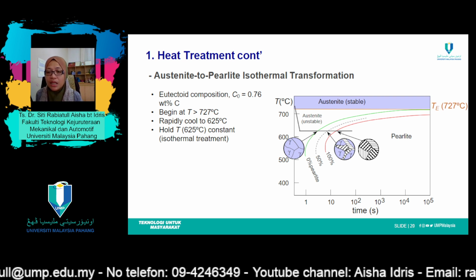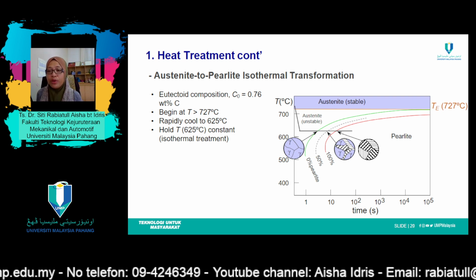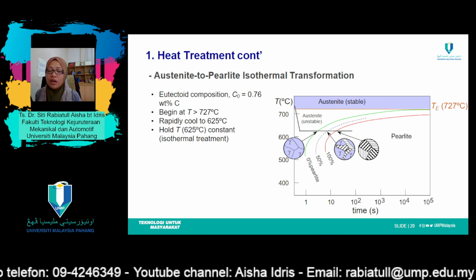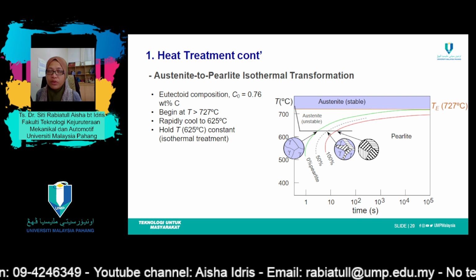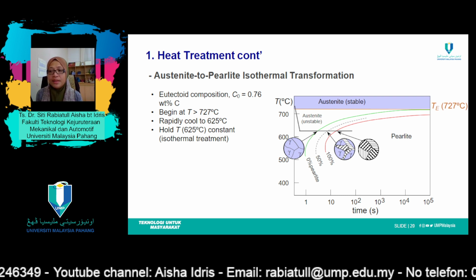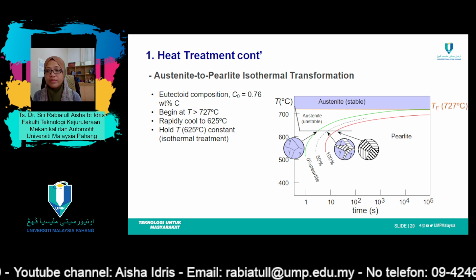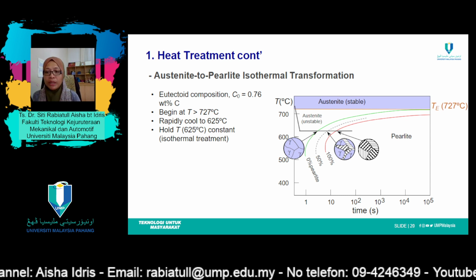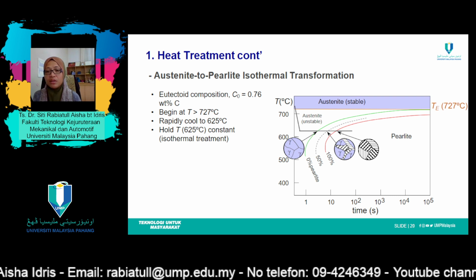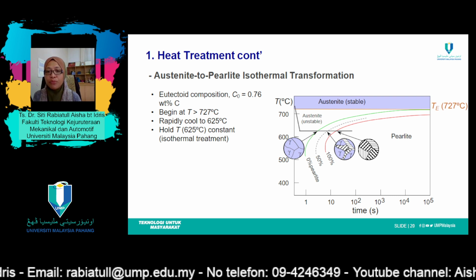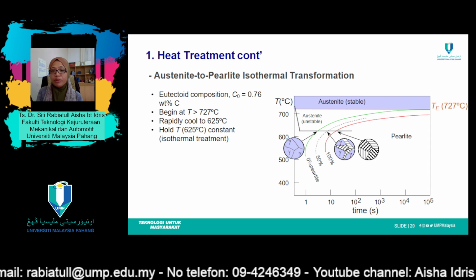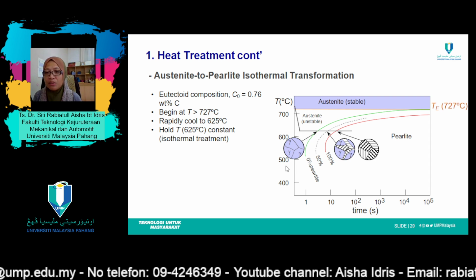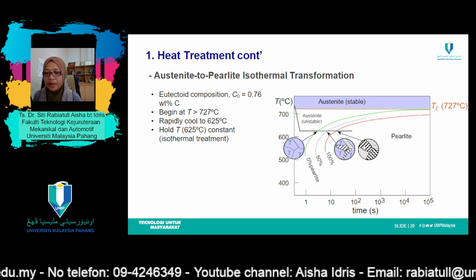heating the steel or the metal until it reaches above austenite temperature, which is more than 723 degrees C. In this case, it is being heated up until it reaches 727 degrees C. After that, rapid cooling until temperature 650 degrees C, and then hold that temperature for a certain duration until it changes from austenite into pearlite.